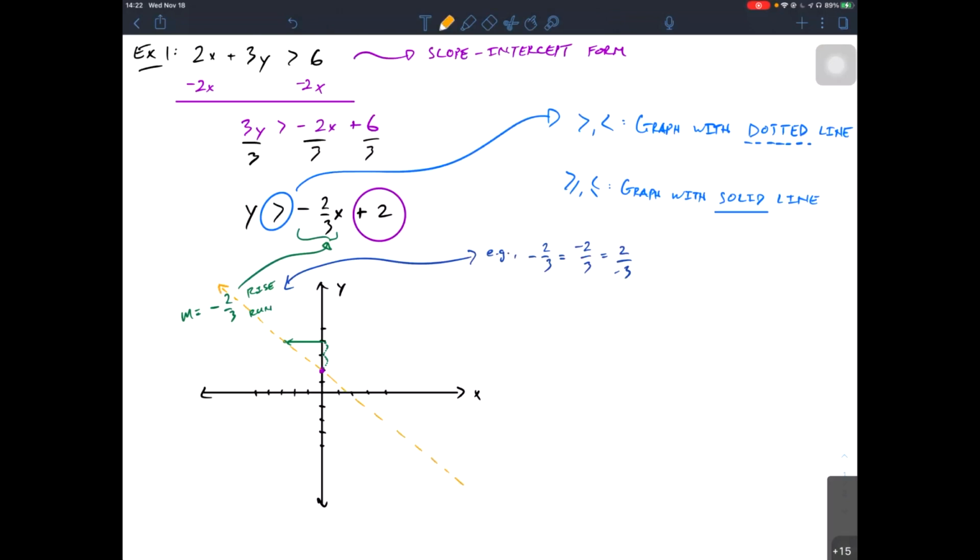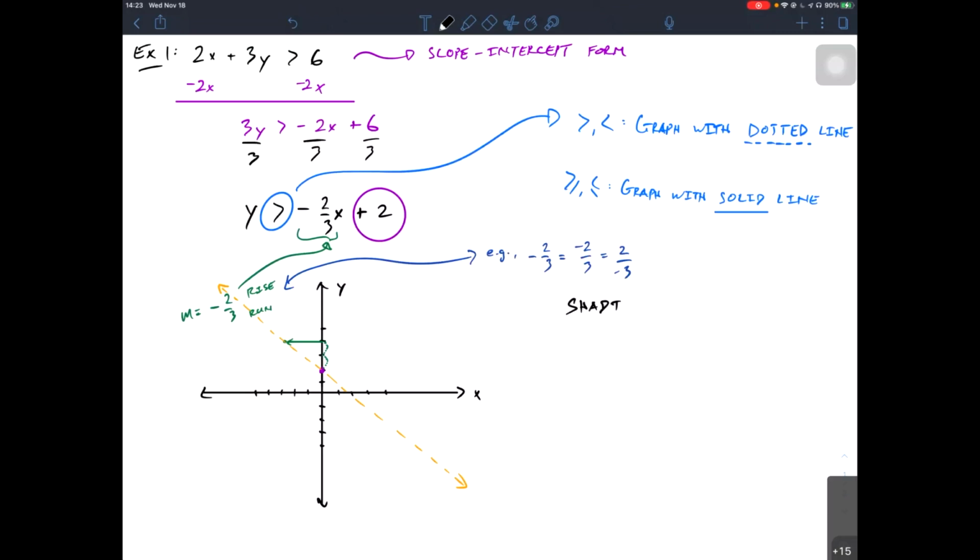Okay. And now we have to shade. Right? Shading is part of the solution, and that's the part that you don't ever want to forget. The students do one of two things in my experience. They either graph correctly and they forget to shade, they graph incorrectly and they forget to shade, or they graph incorrectly and they shade incorrectly. Right? So there's always some kind of mix up with the shading.